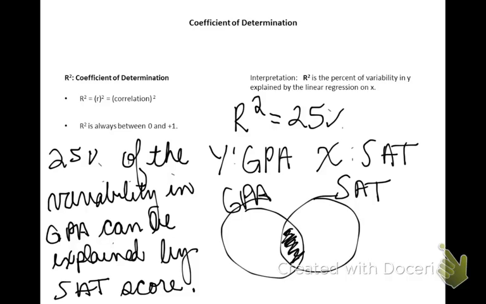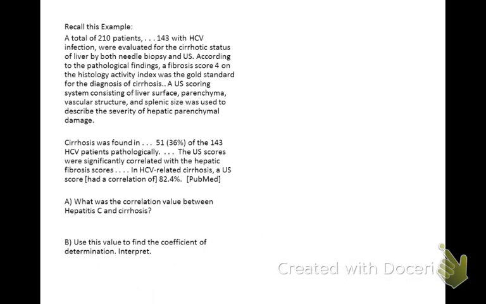The reason why the coefficient of determination is used more than correlation is that it's easier to interpret. Oftentimes, the coefficient of determination is used in prediction studies where one variable is used to predict a second variable. Let's go back to our example.